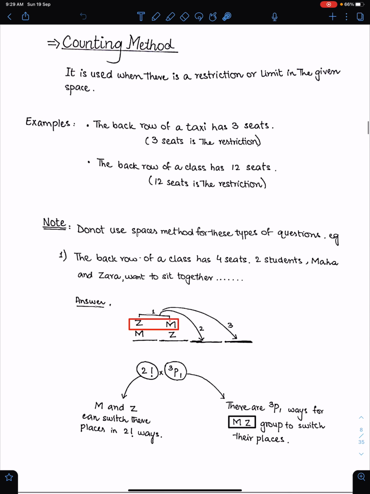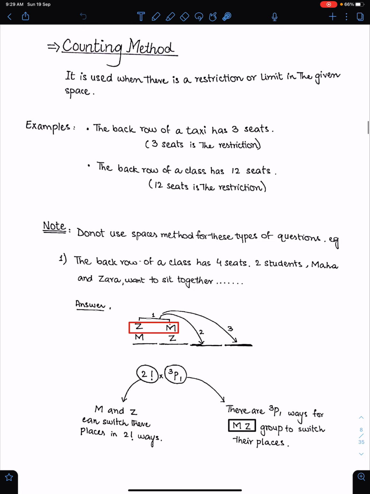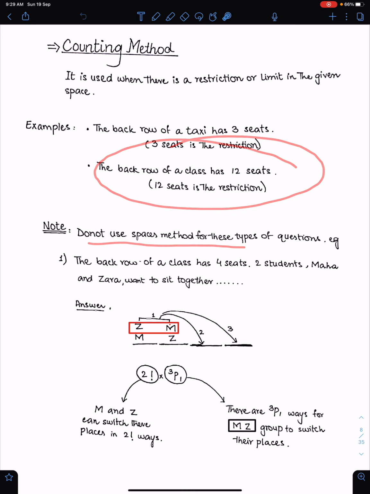Counting method. It is used when there is a restriction or limit in the given space. For example, the back row of a taxi has 3 seats. This 3 seats is the restriction. So we cannot use spaces method here. We have to use this counting method. The back row of a class has 12 seats. 12 seats is the restriction. Now, let's understand this method through this example. Don't use the spaces method for these types of questions.